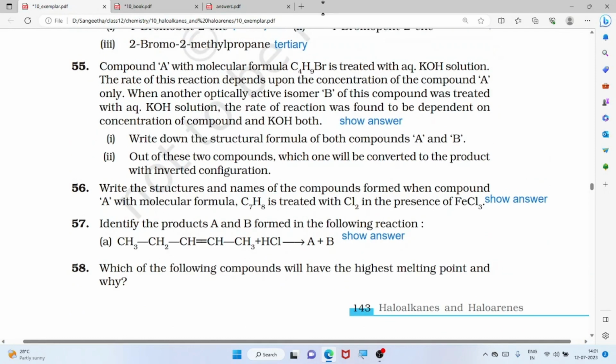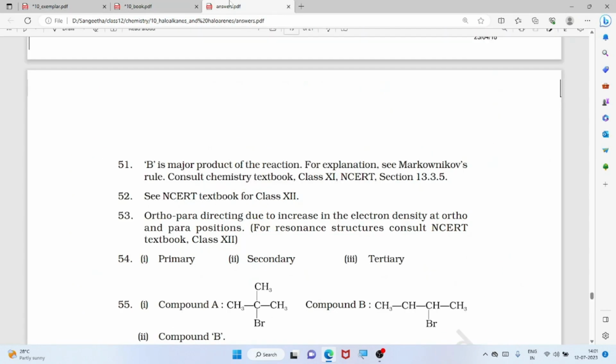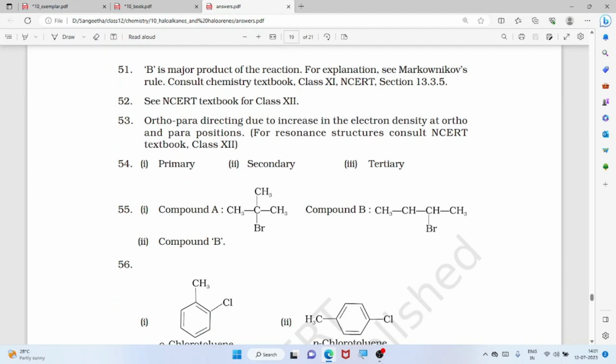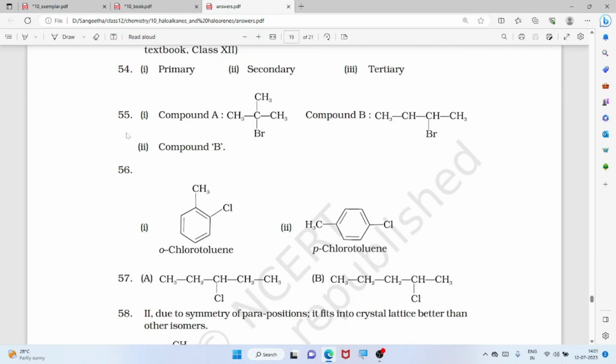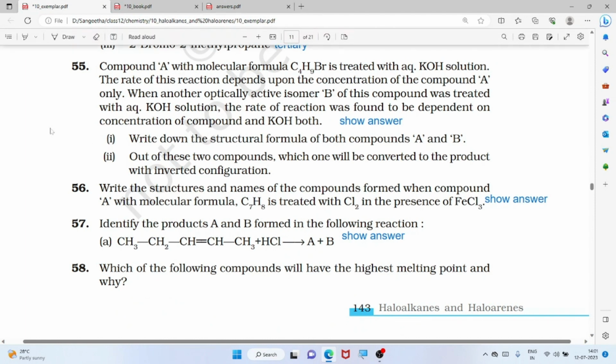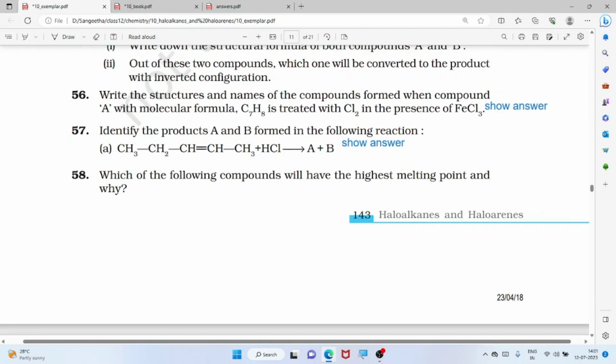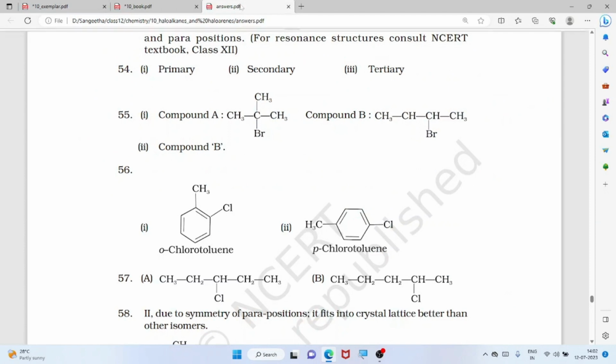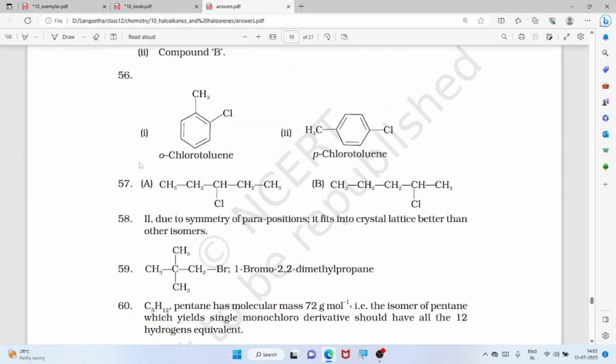Okay, this is the compound A. This is question 55. Write the structures and names of the compounds formed when compound A of the molecular formula is treated with Cl2 in the presence of this. Question 56. Orthochlorotoluene, parachlorotoluene. Okay.